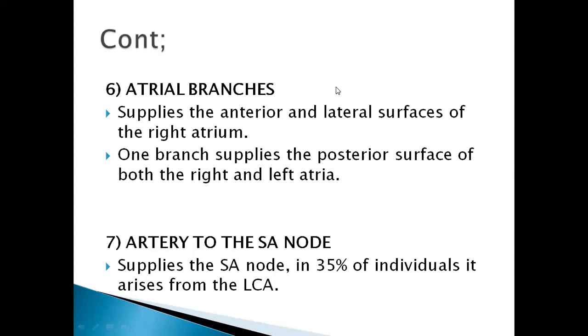Now, artery to the SA node. This artery supplies the SA node. In about 35% of people, this artery arises from the left coronary artery, but in 65 to 70% of people, this artery arises from the right coronary artery. Again, I'm going to repeat. Artery to the SA node, in some 35% of individuals, it arises from the left coronary artery, but in the majority of people, it arises from the right coronary artery. Is the idea clear?